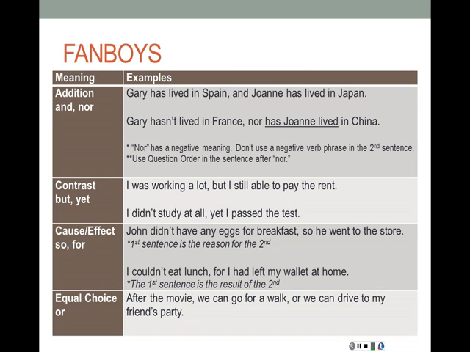Two special rules to note with nor are that we don't use negative verbs with nor because nor is already negative, and also if it starts a simple sentence we actually have to use question order, not regular sentence order. So we put the helping verb, subject, and then main verb.